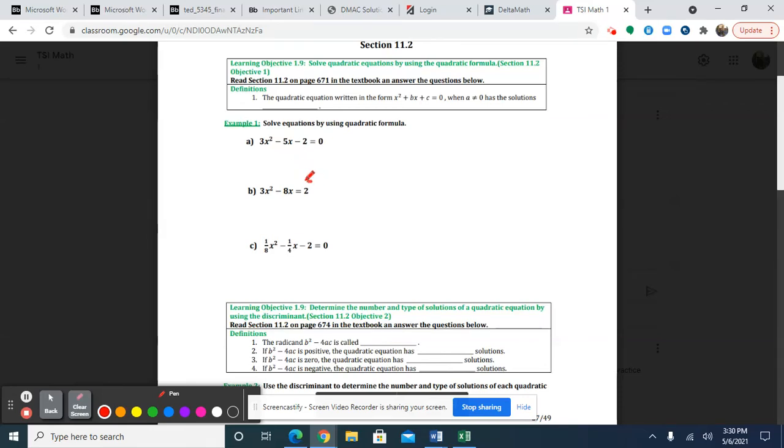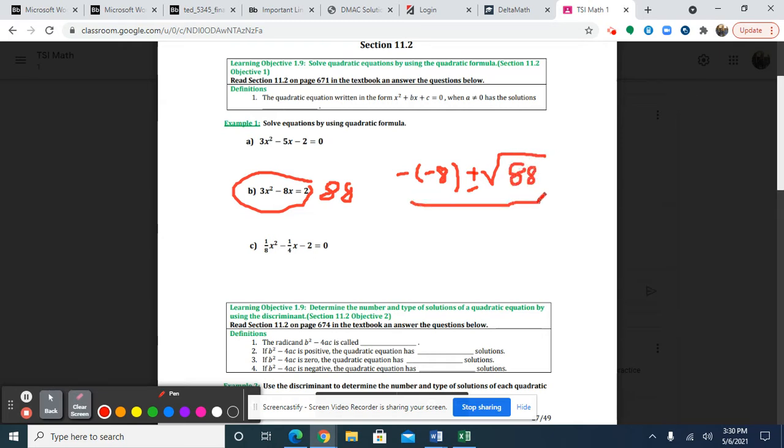So with example B now, our discriminant was 88. Now these become, I guess, just a little more difficult in the sense that we have to simplify them as much as we can. So we're going to start off with negative 8 plus or minus the square root of the discriminant, 88, and all over 2 times 3.